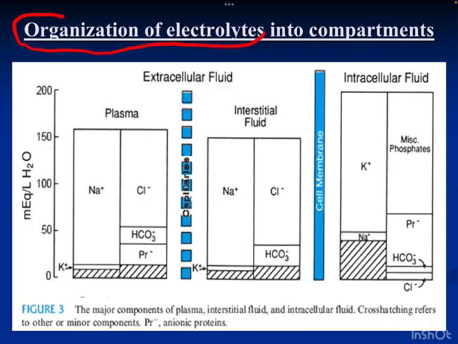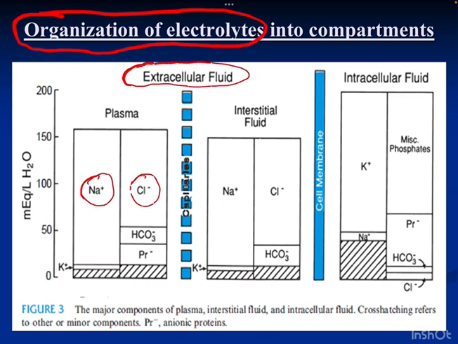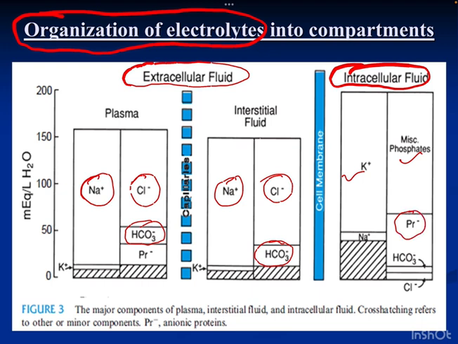Organization of electrolytes into the compartments. As you can see in this diagram, in the extracellular fluid there are more sodium ions, chloride ions, and more bicarbonate ions, while in the intracellular fluid there are more potassium ions, more phosphate and sulfate ions, plus more intracellular proteins, while sodium ions, bicarbonate ions, and chloride ions are very less in the intracellular fluid.